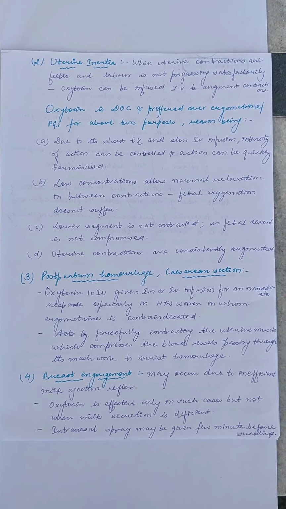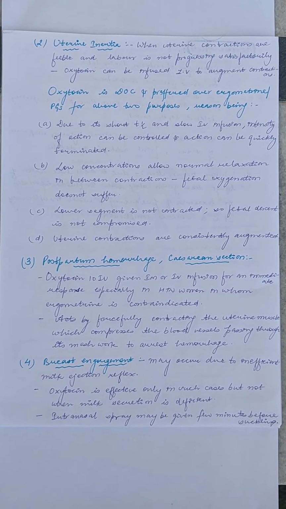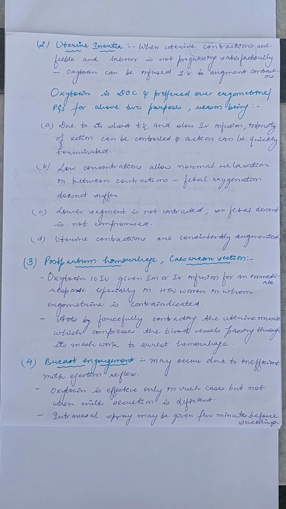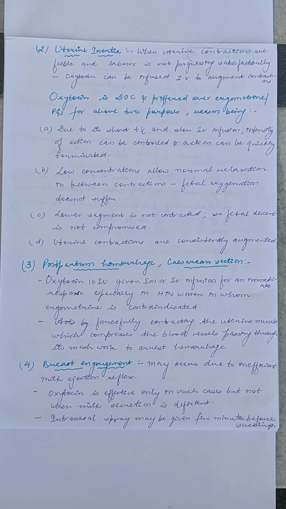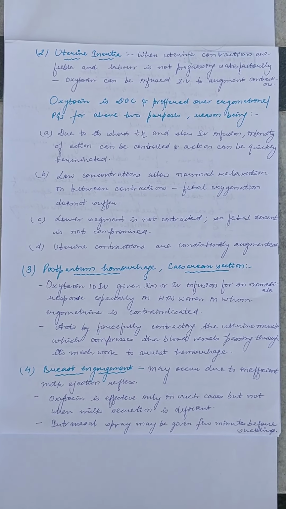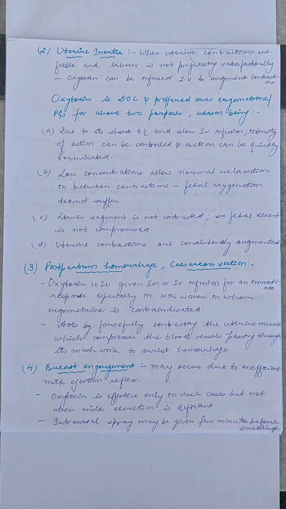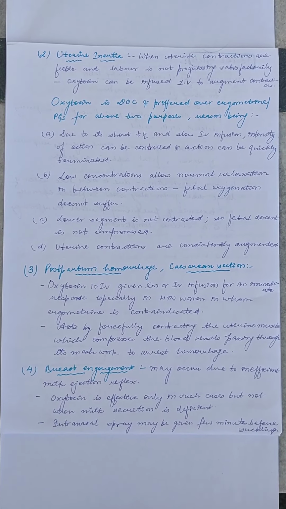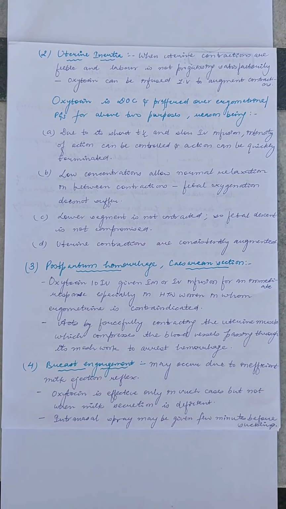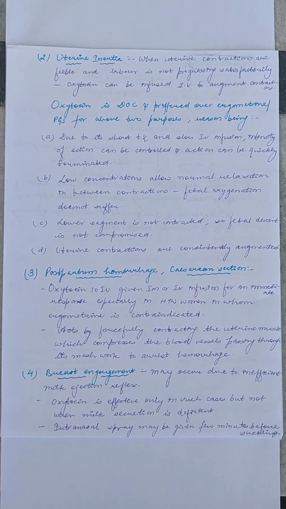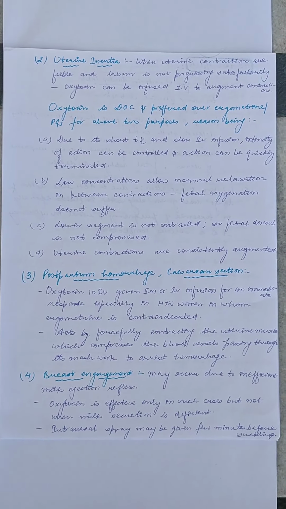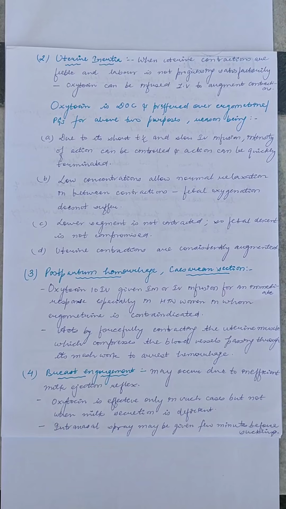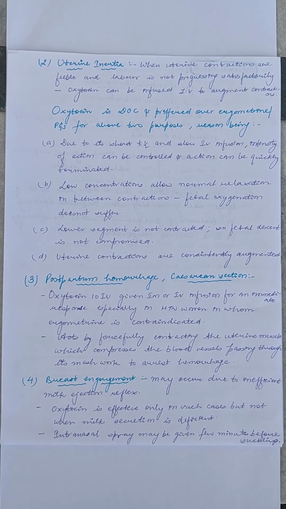And fourth use will be seen in breast engorgement. It may occur due to inefficient milk ejection reflex. Oxytocin is effective only in such cases but not when the milk secretion is deficient. Intranasal spray may be given few minutes before suckling. So these were the four most common uses where oxytocin is used in obstetrics.